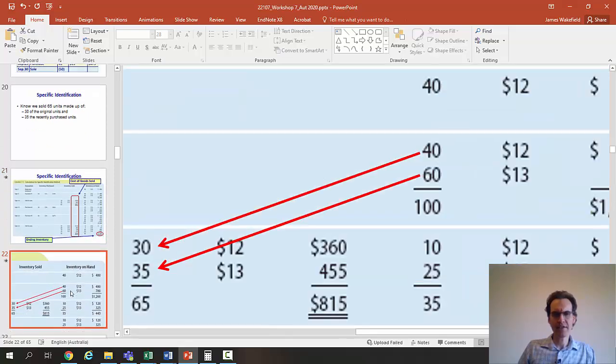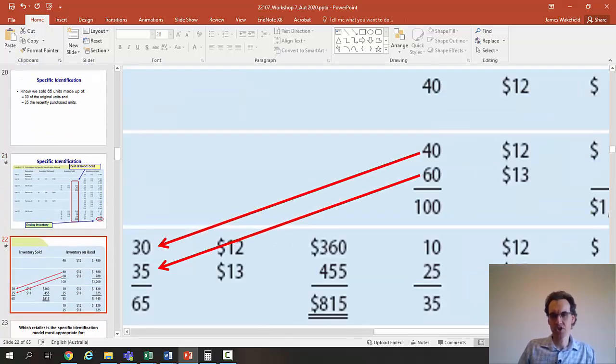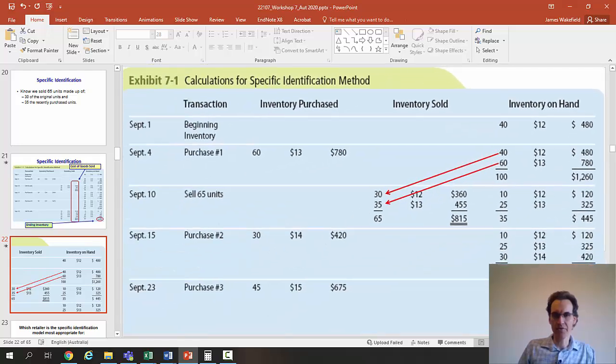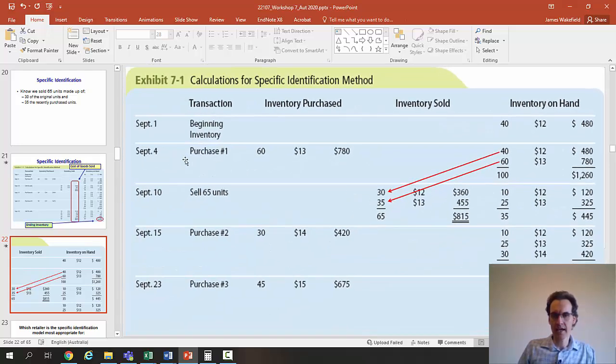If we look at the following slide, that slide simply shows you where we got the numbers from. On September 4, it shows that we acquired 60 units at $13 each. We add that to the inventory we have on hand, which is in addition to the original 40 at $12. And when we look at what we sold in this particular case, we connect those sales numbers with the associated cost of that inventory to get our $815.